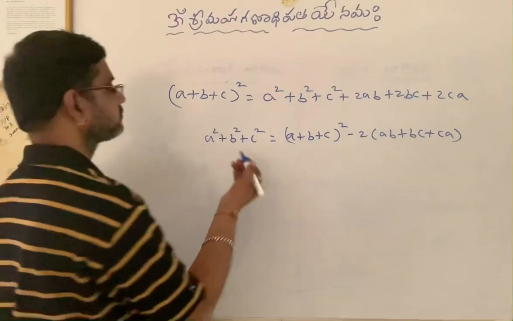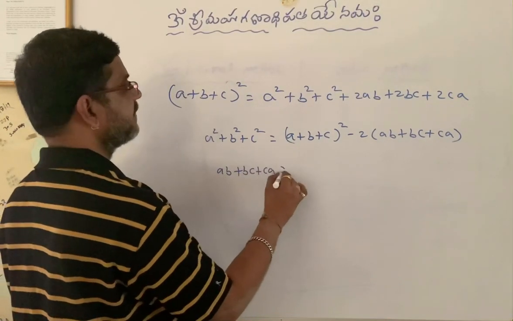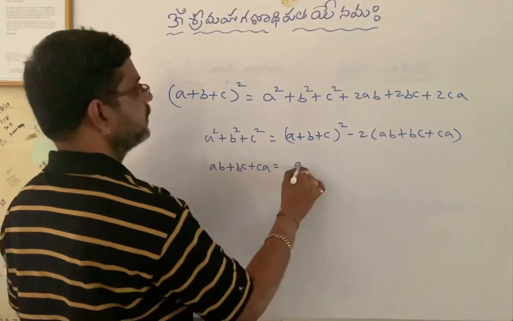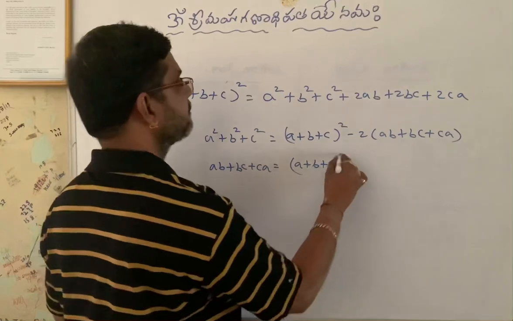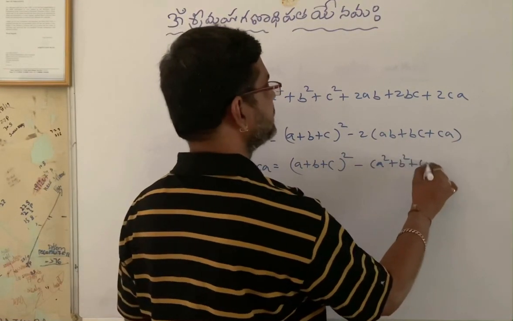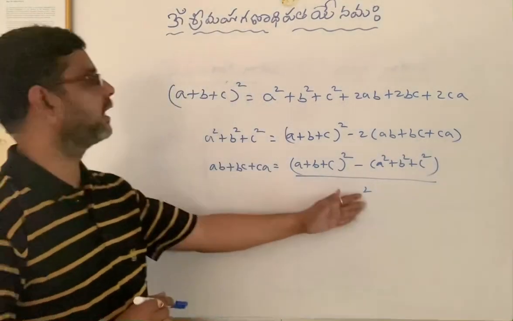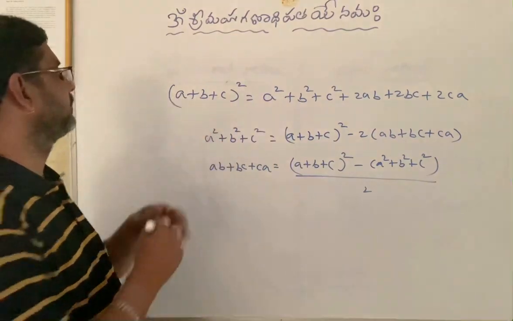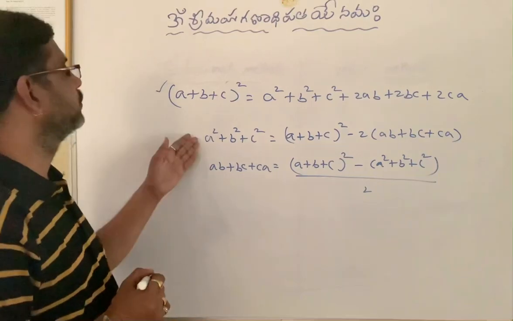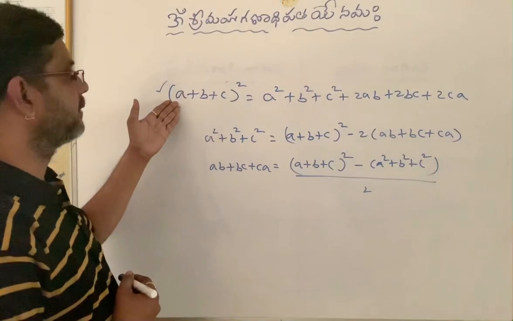Another one. We can calculate the ab plus bc plus ca value if we know (a plus b plus c) whole square minus (a square plus b square plus c square), by 2. This is another formula that we can write from the same big first formula. So these are the two formulas that are taken from this main formula.